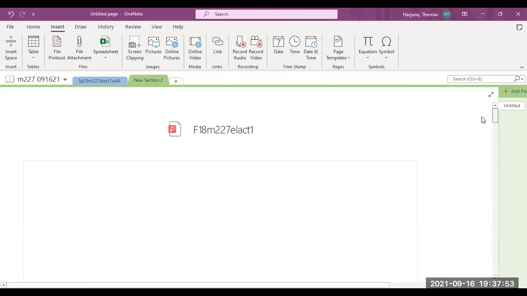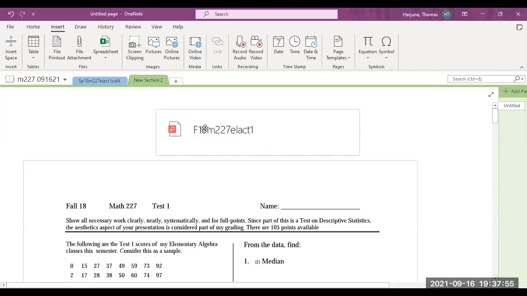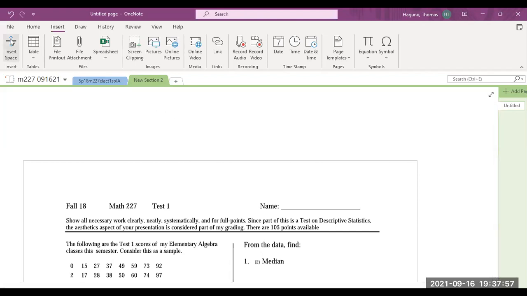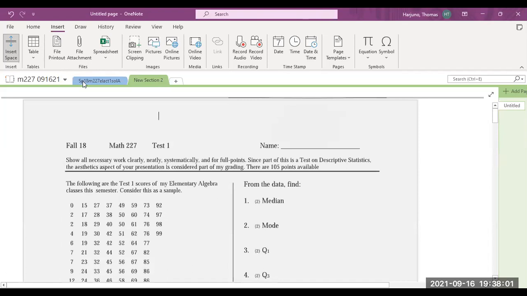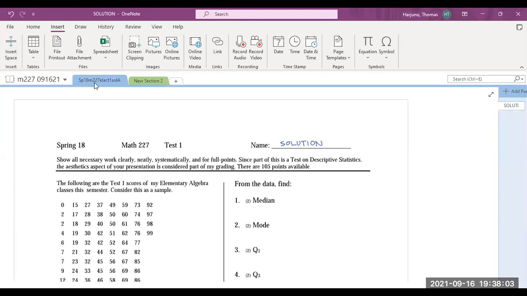Okay, so this is what the fall 18 test looks like. I will do page 1 for spring 18 and then come back to page 2.